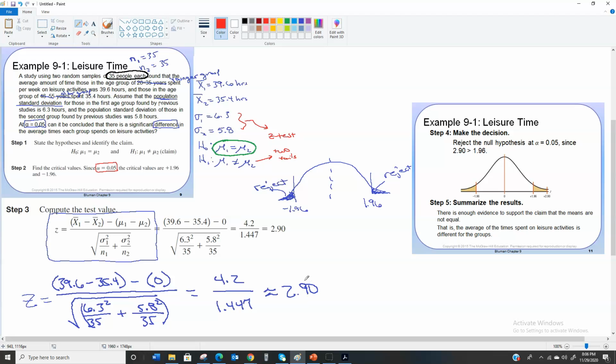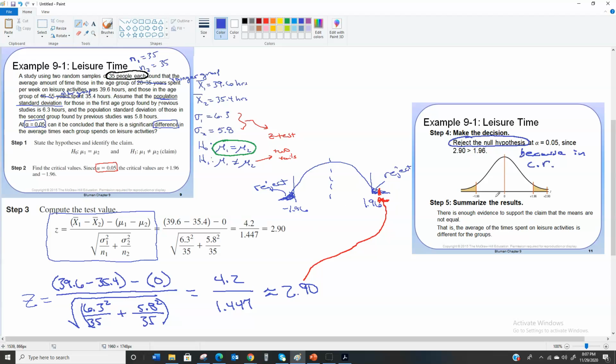So where is 2.90? Well, 2.90 is up here. It's above 1.96, so it would be up in this area. Well, that's the rejection region. So what we're going to do is our decision is going to be that we reject the null hypothesis because, and they say it a little bit more formally, as you know, all you have to say is that because we're in the critical region. So reject the null hypothesis because we're in the critical region.